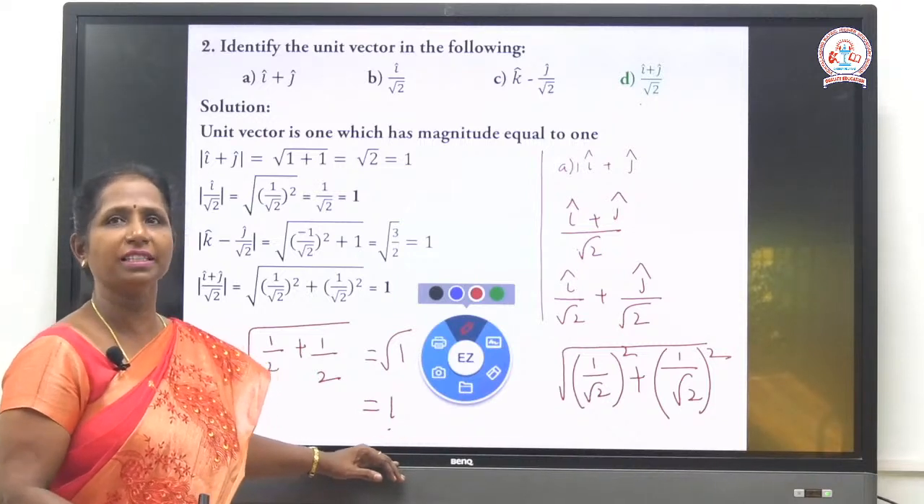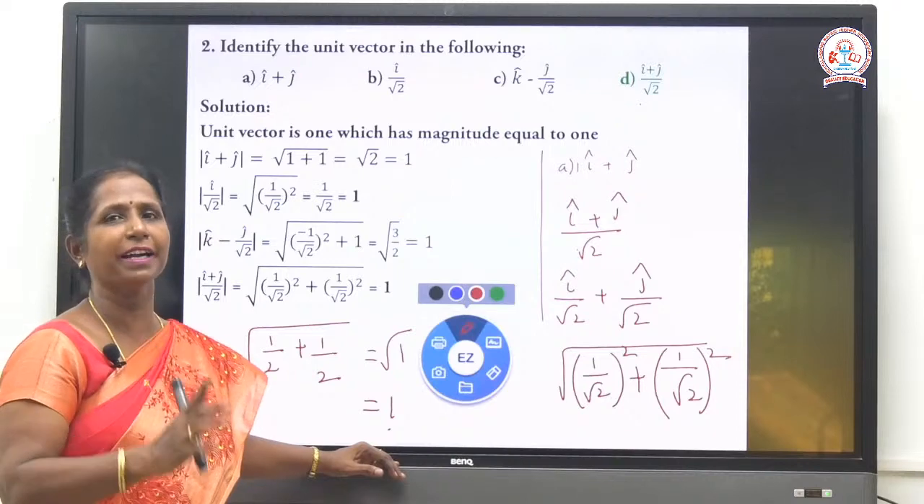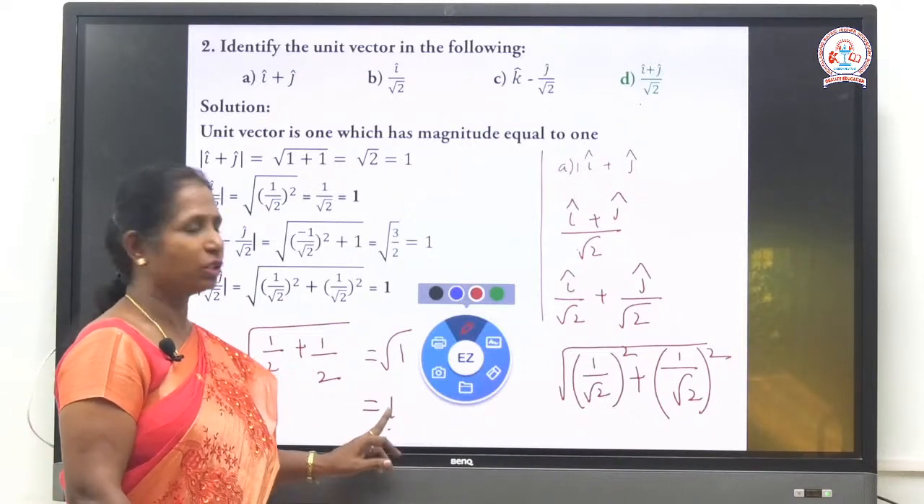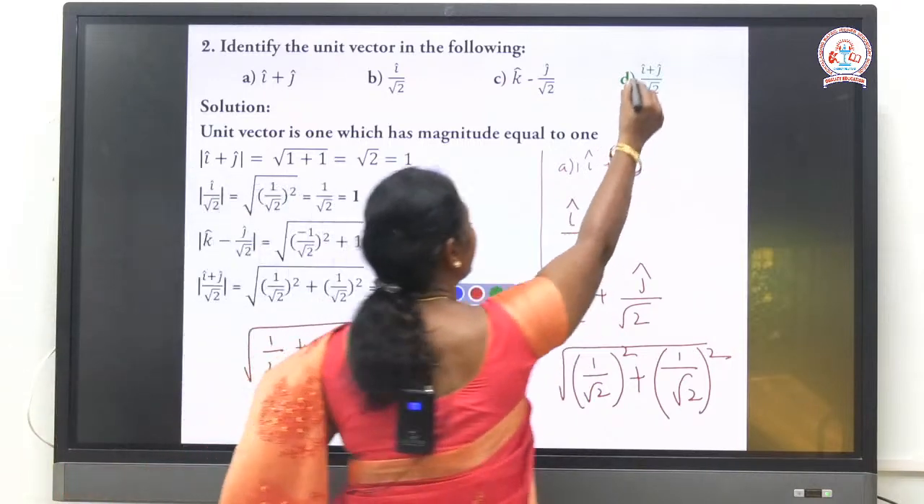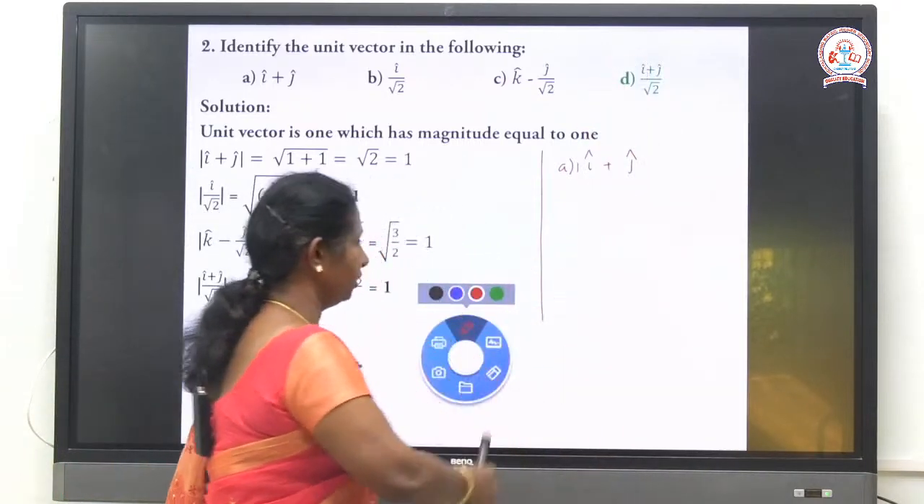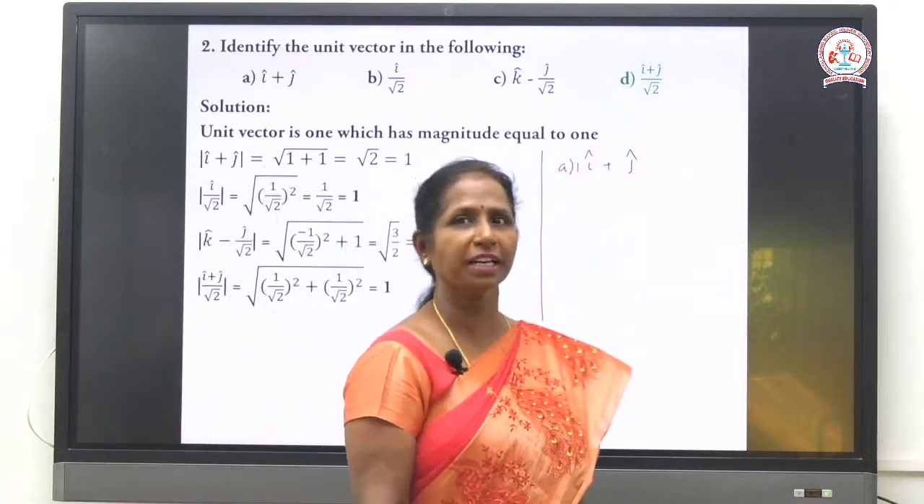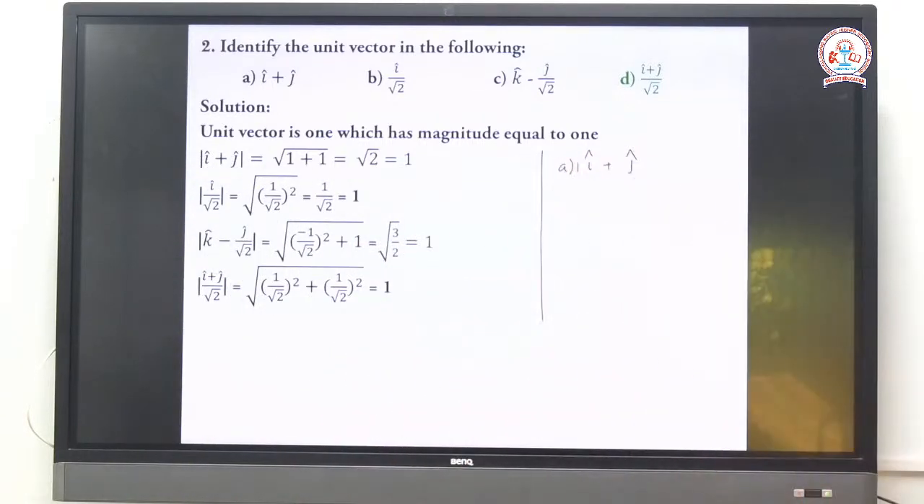So this unit vector has magnitude 1, which is equal to 1. Unit vector we calculated, so the magnitude is 1. So D option is the correct answer for us. Yes, clear? So which option is correct? D option is correct. Take a 2 minute break.